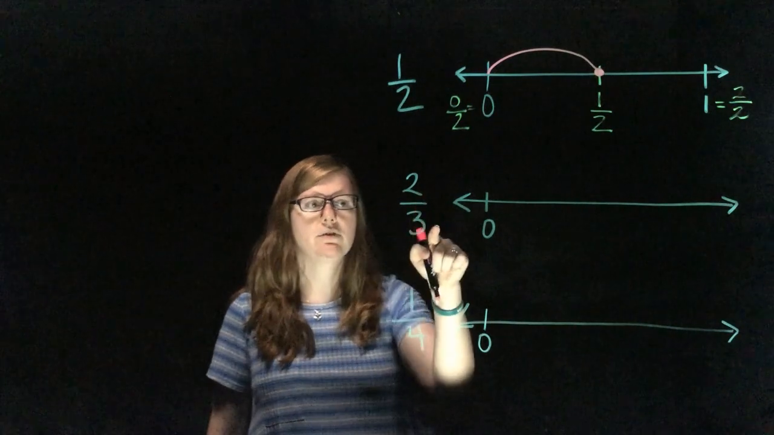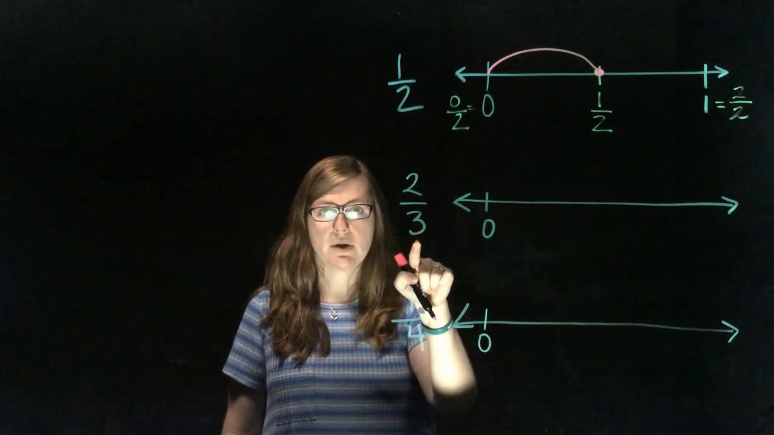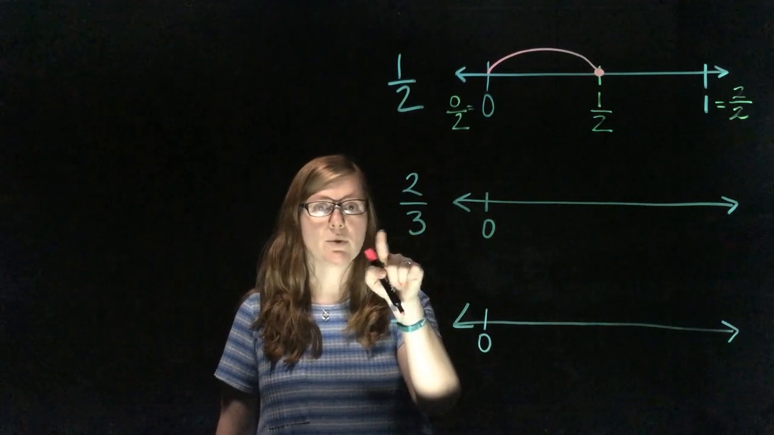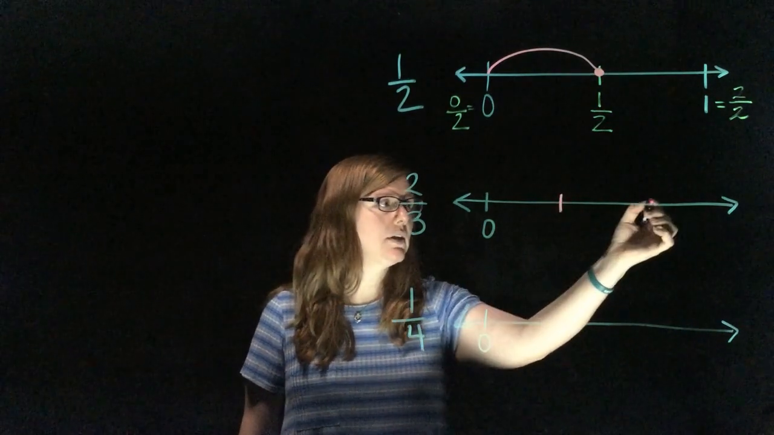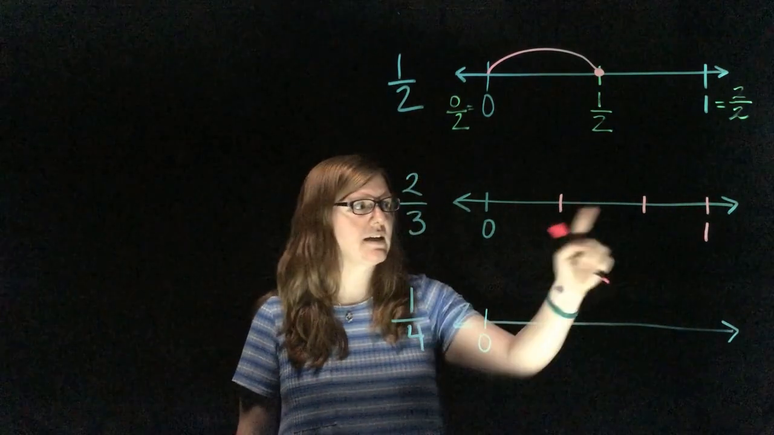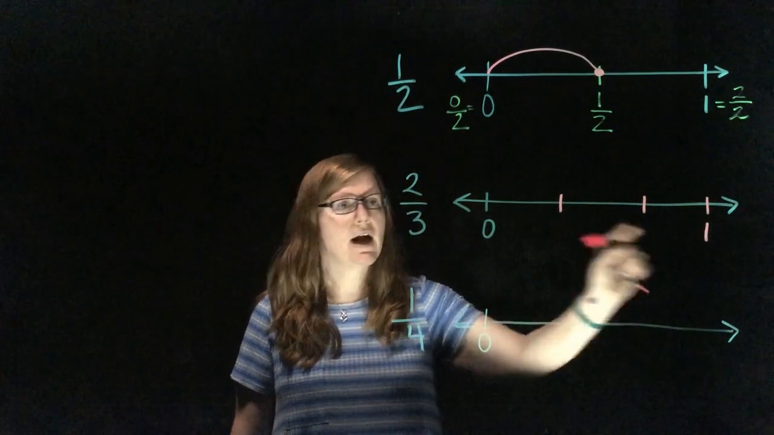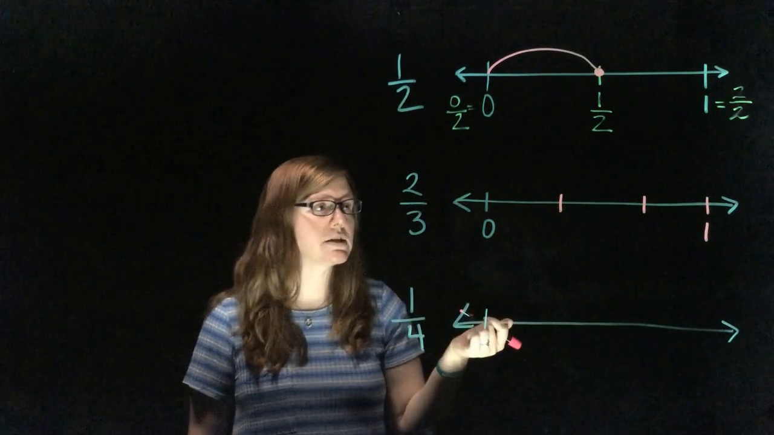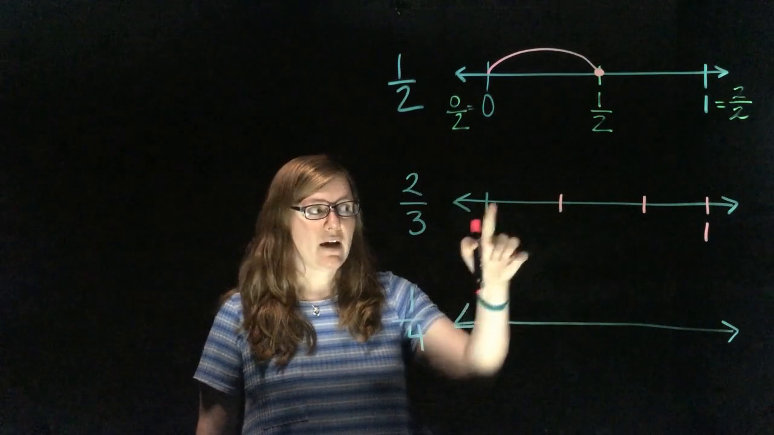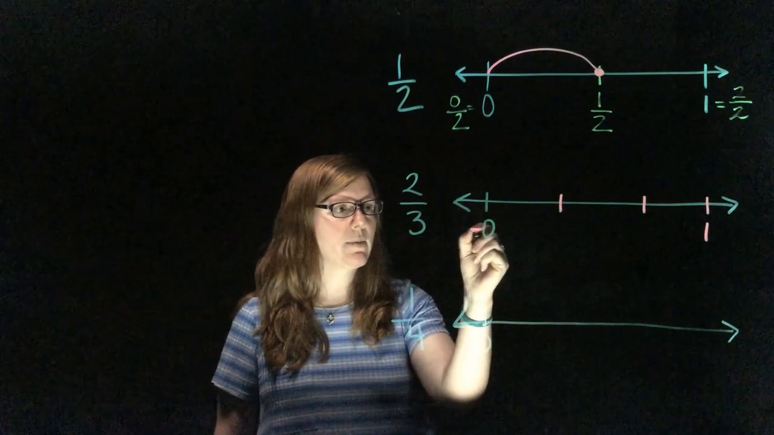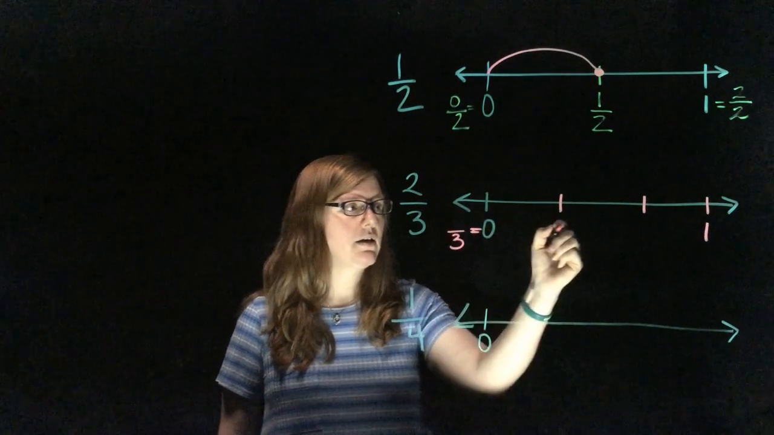My next one, I have 2/3. My denominator is a 3. I'm going to subtract 1 to figure out how many lines I need to add. So 3 minus 1 is 2. I need to add 2 lines. Oh, I'm sorry. We should have had our 1 down there. So I need to add 2 lines between 0 and 1. I want to try and make them relatively even because fractions, we have equal groups. So I want to count my spaces to determine my denominator. 1, 2, 3. So my denominator is going to be 3.